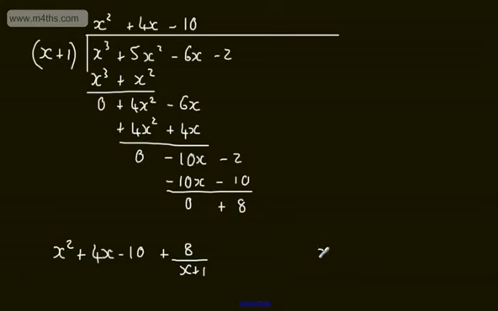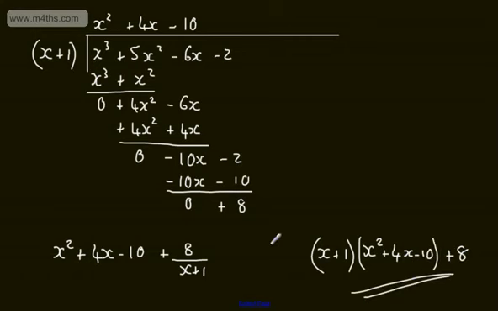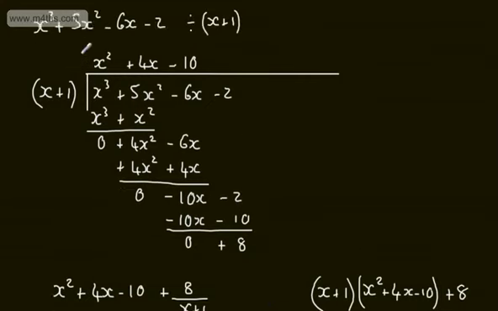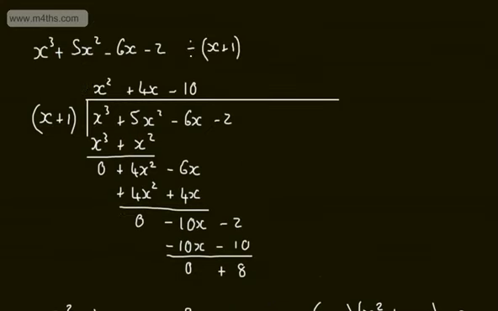Alternatively, we could write this now as x plus 1 multiplied by that quadratic factor. That quadratic factor isn't going to factor anymore, so we have x squared plus 4x minus 10, and then we have plus the remainder of 8, and that's another way it can be expressed. It's more likely that you'll see it in this form right here. So that now is when we have a remainder. So we can say that x plus 1 isn't now a factor of this polynomial.